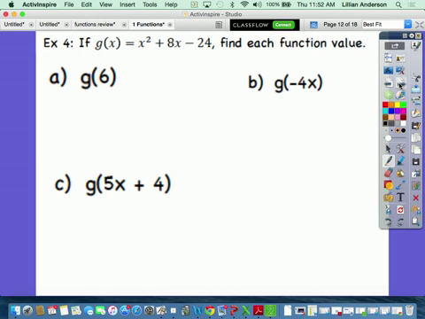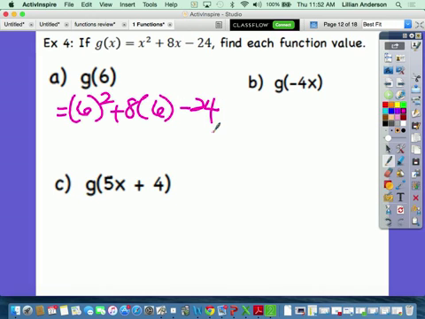Exactly. I need to replace every x with the 6. So I have 6 squared plus 8 times 6 minus 24. Yes, I include the parentheses because I would hate for that to have been a -6, and then you try to square it and say it's -36. No, you are squaring a -6. But it's positive, so we don't have to worry about that, but it's good practice.